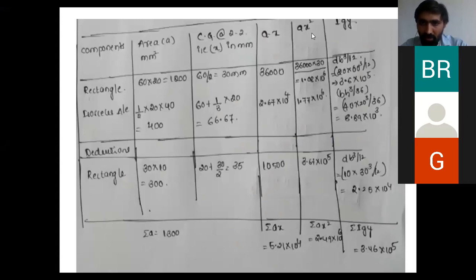So area into x square we are finding out. We have got 1.77 into 10 raised to 6 for your isosceles triangle. And similarly for the deducting part, the rectangle, 10,500 multiplied by 35, you will get 3.67 into 10 raised to 5. Whenever you get more digits, what you have to do is express them in terms of 10 raised to values. It is a good option instead of filling this table in a long way. So make it in terms of 10 raised to 5. Sometimes you will get 10 raised to 6, till it goes to 10 raised to 9, right? So better to express in terms of 10 raised to values.